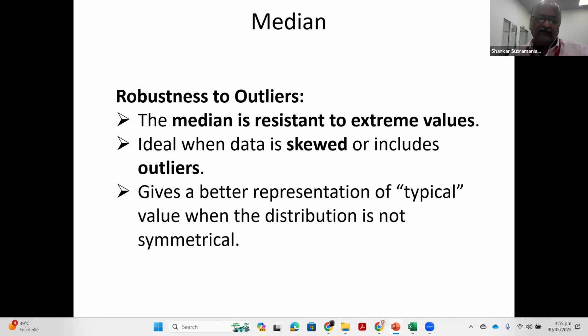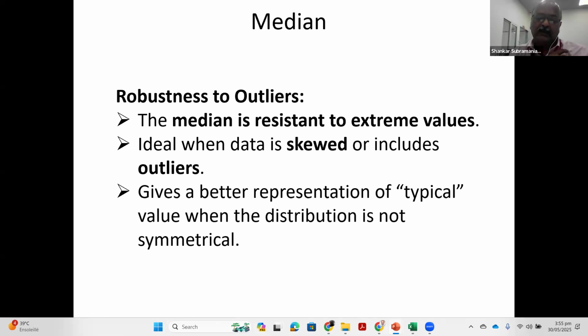The median is for robustness against outliers. So the median is resistant to extreme values, which makes it ideal when data is skewed or includes outliers. Okay, that's the time when you would typically use a median.